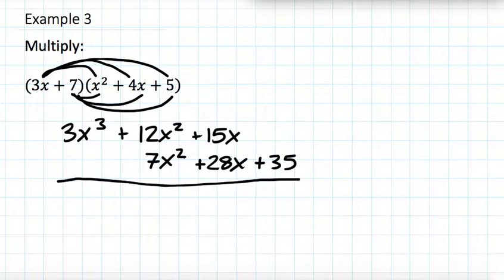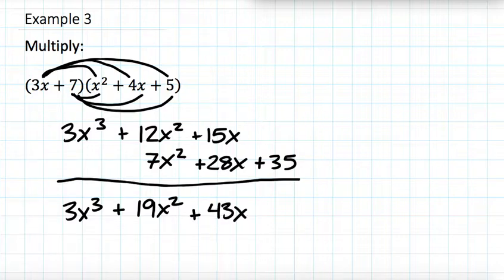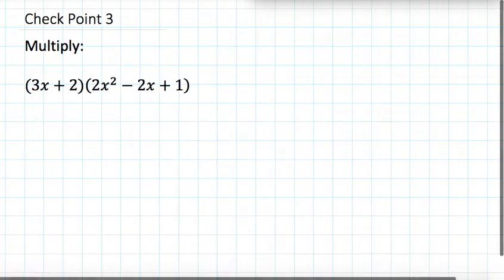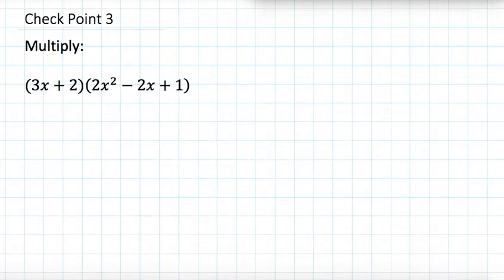Now I just add things vertically, so that's going to give me 3x to the third, 12 plus 7 is 19x squared, 15 plus 28 is 43x, and then plus 35. So this is my answer for the first one. Next, you should do checkpoint problem number 3 in your notes. When you're done, you can move on with the rest of the video.